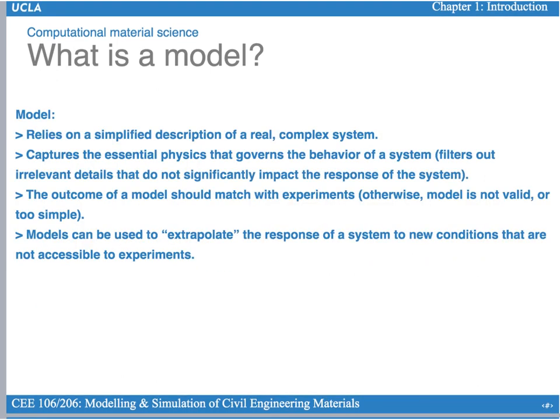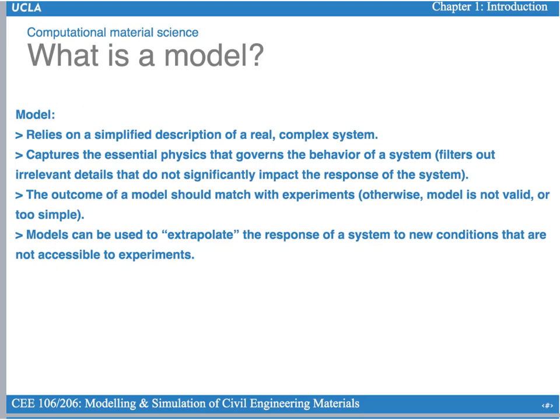So to summarize, a model is necessarily a simplified description of a real complex system. This simplification is key to be able to solve a given problem, either analytically or using simulation. The key thing is that a model should be able to capture the essential physics that is governing the behavior of materials, to really capture and embed the key features of the material that will impact its response under certain conditions, but to filter out the details that do not necessarily matter for certain types of systems under certain types of conditions.